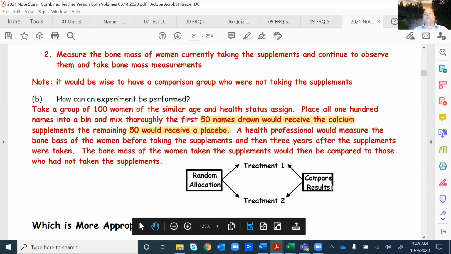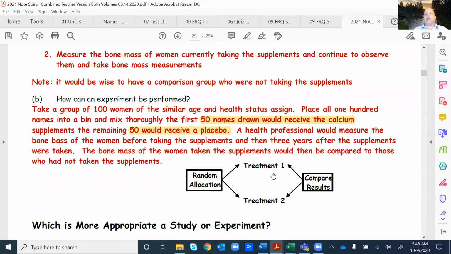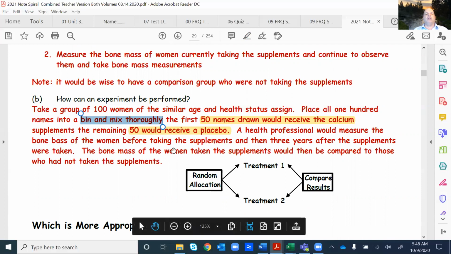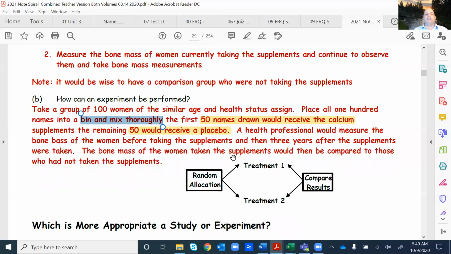This diagram, this is a map. It is not a solution by itself. This is a map of what you need to be writing out. Random allocation. How did I do it? I placed names in a bin and mixed. My treatments: Treatment 1, calcium, 50 people. Treatment 2, placebo, 50 people. At the end, what did I do? I compared the bone mass at the end. This is my diagram that tells me the things that I need to make sure that I've included.